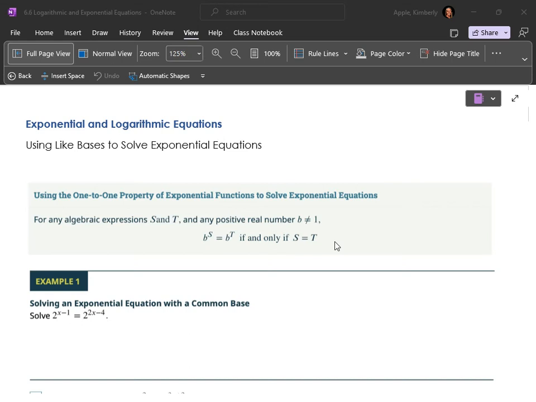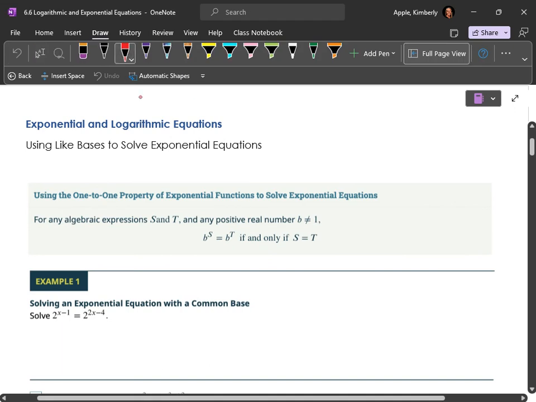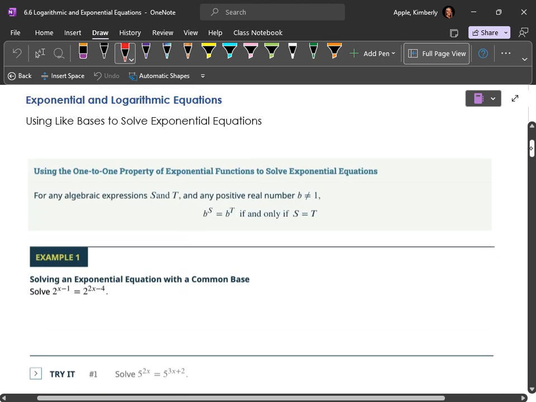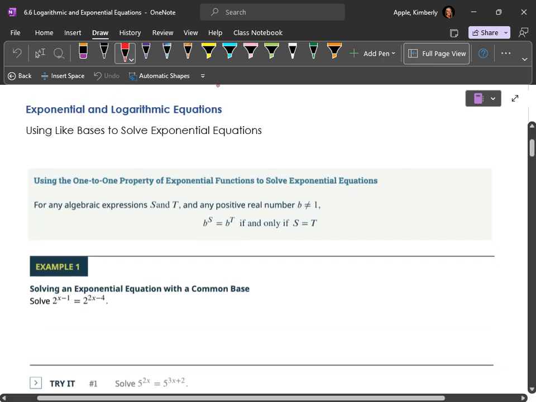All right, so this is section 6.6. It is the last lecture for the course. Yay! But this is exponential and logarithmic equations. So the first thing we're going to talk about is utilizing like bases to solve exponential equations.